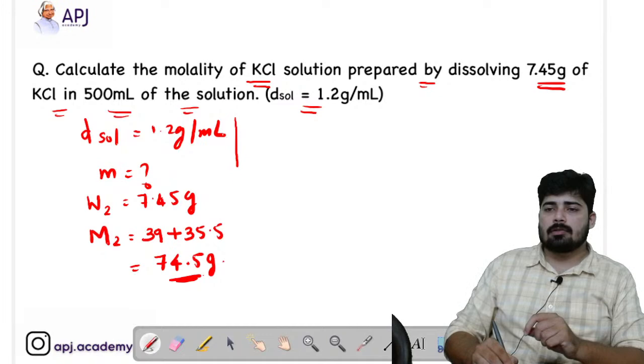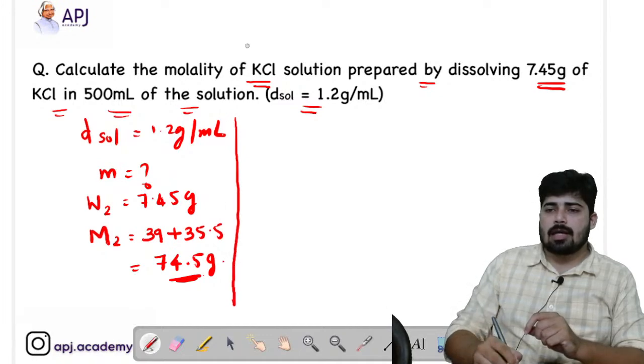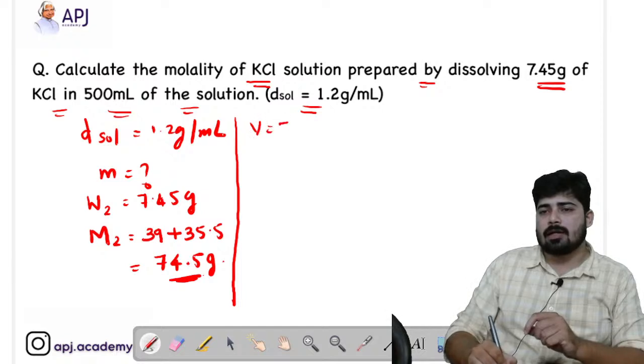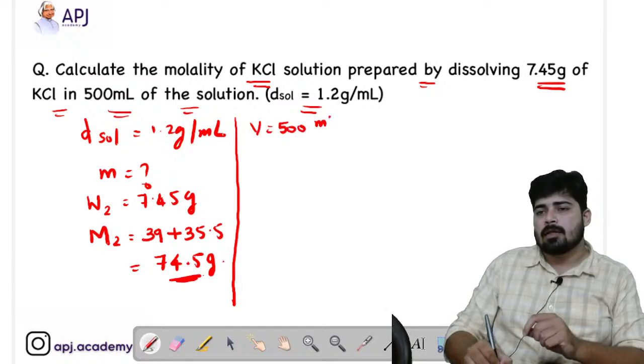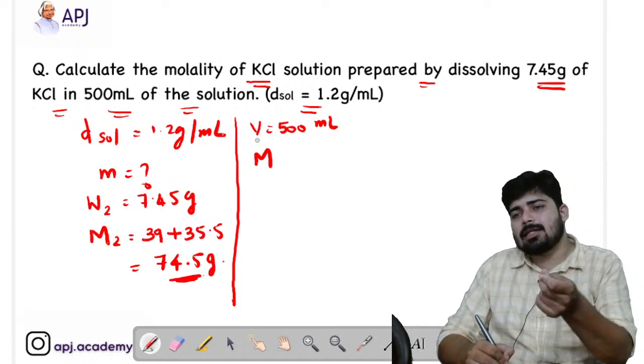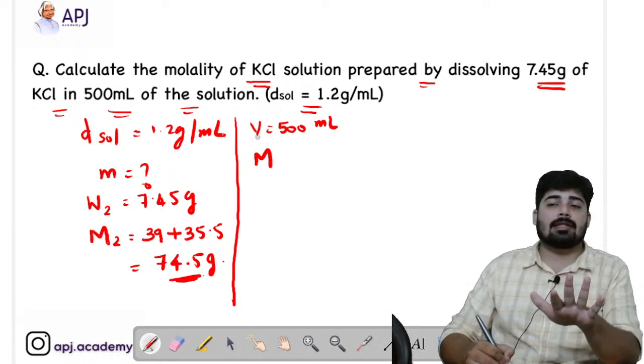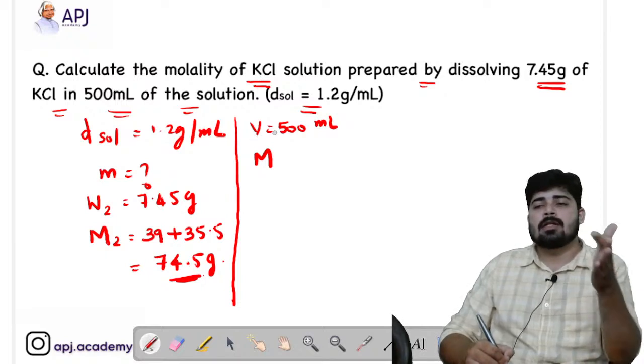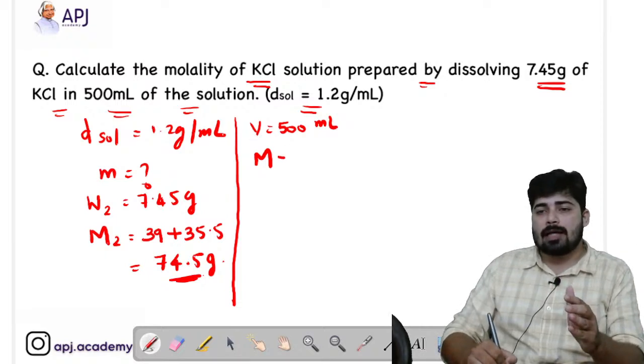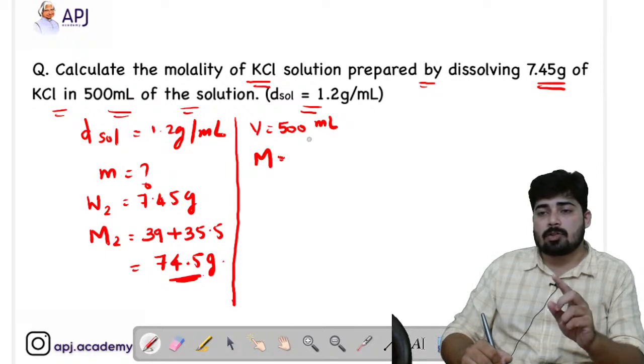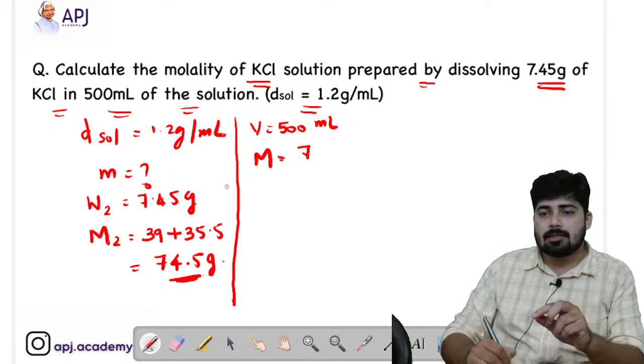Now here, the volume is given as 500 ml. Here we can find out the molarity, because in order to find the molality we have to know the molarity in the density equation. So we will find out the molarity. Molarity is equal to number of moles by volume. Number of moles means weight, W2 by M2.